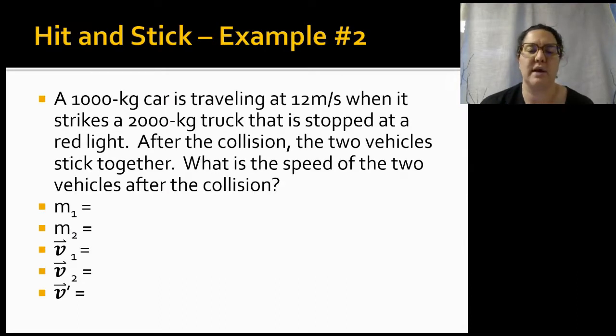So a 1,000 kilogram car is traveling at 12 meters per second when it strikes a 2,000 kilogram truck that is stopped at a red light. So it'll have a 0 velocity. After the collision, the two vehicles stick together. What is the speed of the two vehicles after the collision?